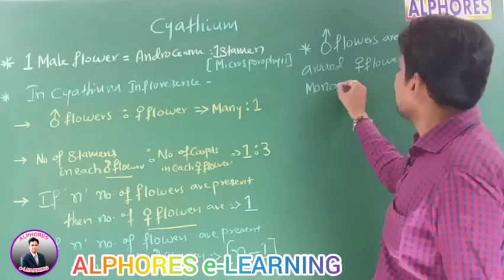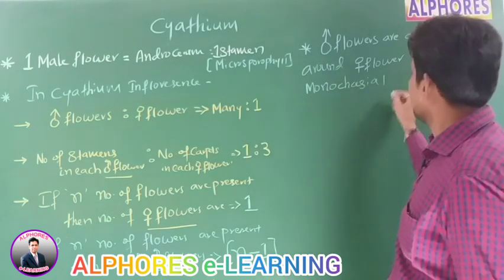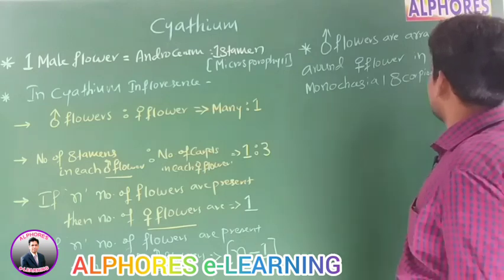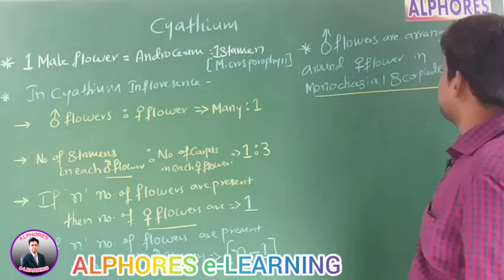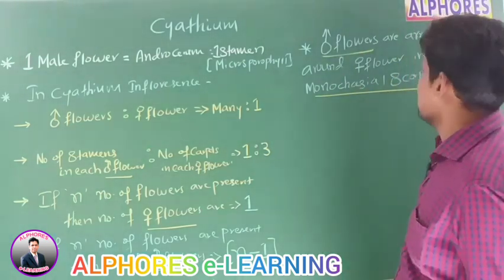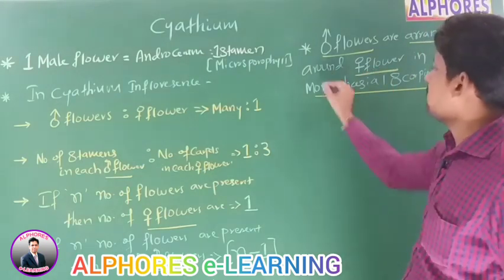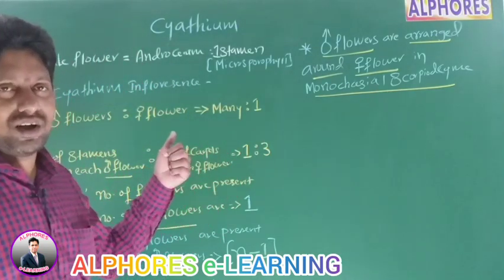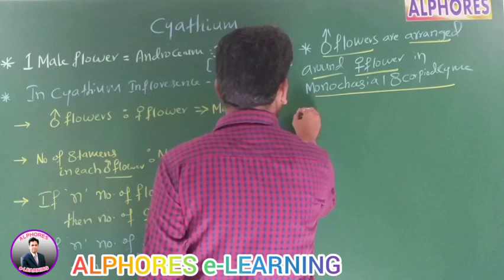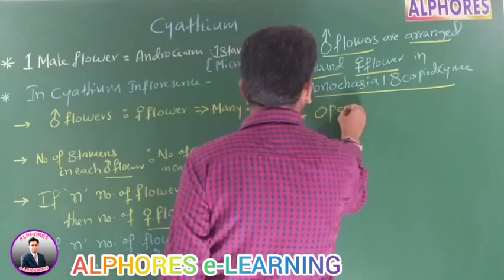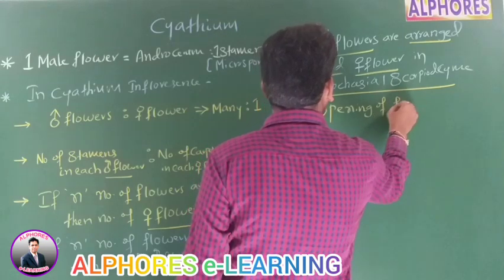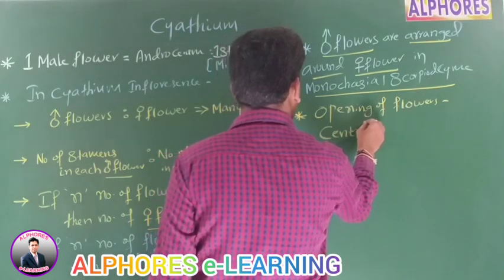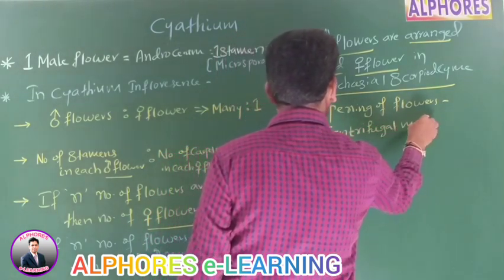In monochasial scorpioid cyme manner. In which manner, sir? Monochasial scorpioid cyme manner. What are arranged? Male flowers. Where? Around the, which flowers, sir? Female flowers. Therefore, around the female flowers, male flowers are arranged in monochasial scorpioid cyme manner. Right. Sir, here opening of flowers is in centrifugal manner. What, sir? Opening of flowers, right, is in which manner, sir? Centrifugal manner. Opening of flowers is in centrifugal manner.